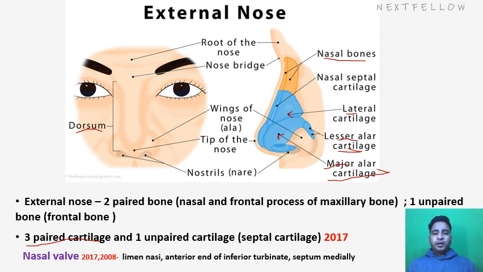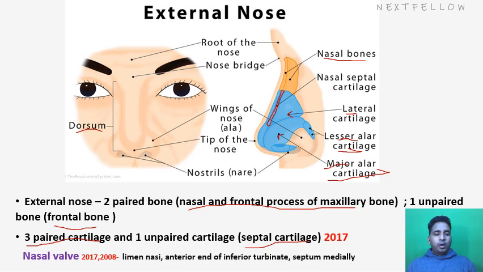And then comes one unpaired cartilage, which is known as the septal cartilage. As you can see here, if I mark this in red, this in-between structure, which is sandwiched between the lateral cartilages, is the septal cartilage. So one unpaired cartilage is the septal cartilage, and the rest are three paired cartilages: upper lateral cartilage, lower lateral cartilage, also known as major alar cartilage, and minor or lesser alar cartilage. In the external nose, we already discussed two paired bones, the nasal and frontal process of maxillary bone, and one unpaired bone, the frontal bone, which is coming from above.